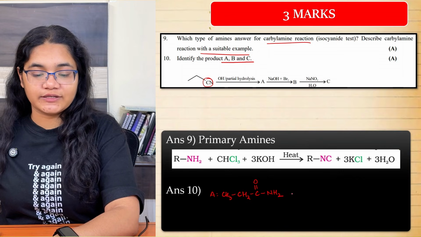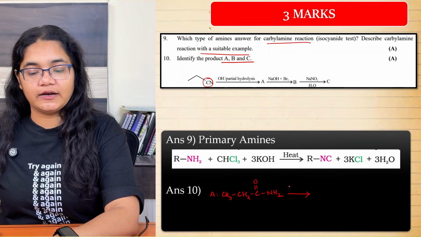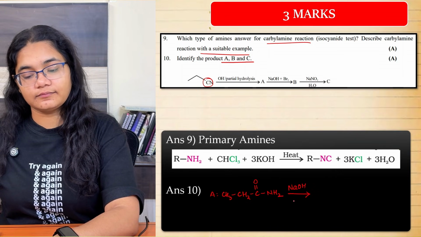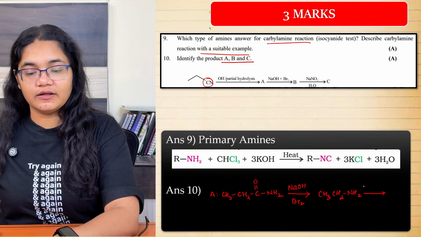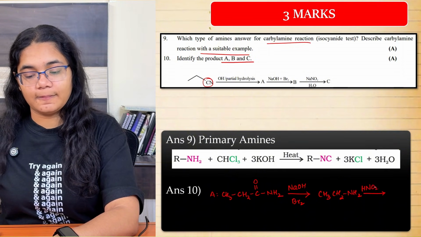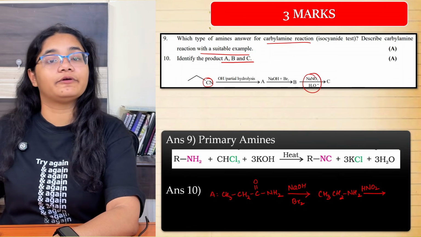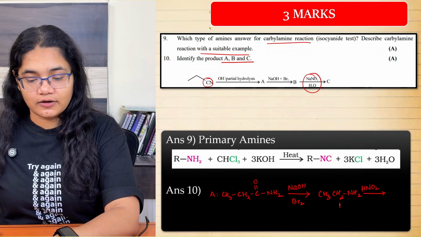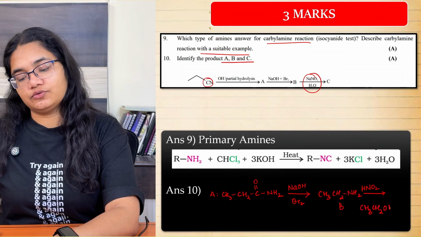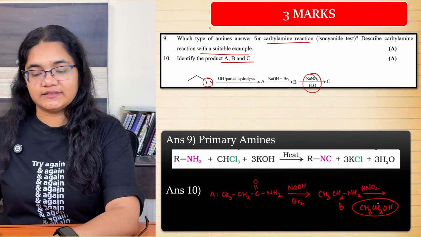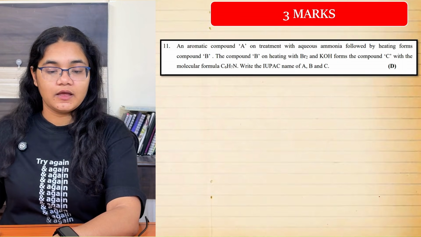Next, with NaOH and Br2. If you treat it with NaOH and Br2, this is Hoffmann bromamide degradation, and you will get one carbon less, like this, that is ethanamine. Next, when you treat it with nitrous acid, that will give me alcohol, that is CH3CH2OH. So what is C here? Ethyl alcohol.